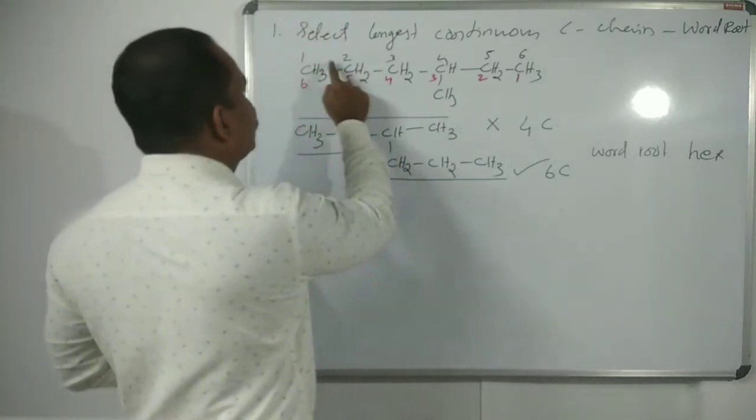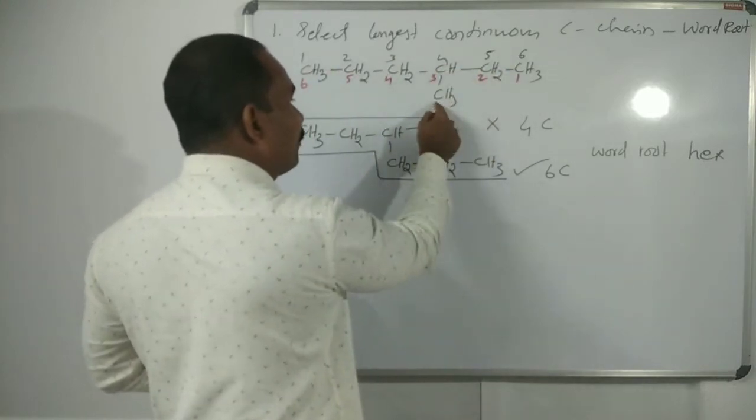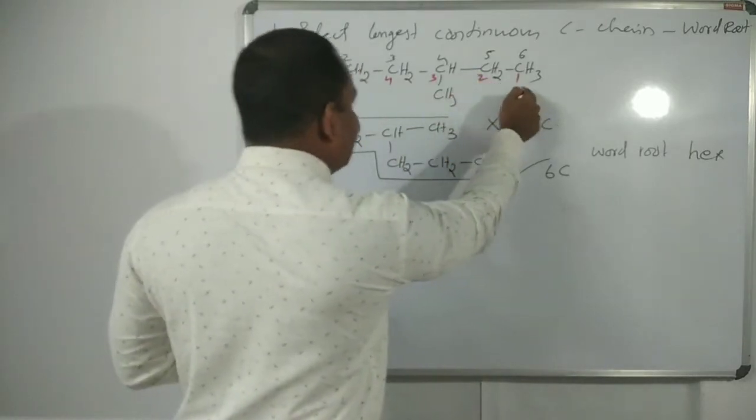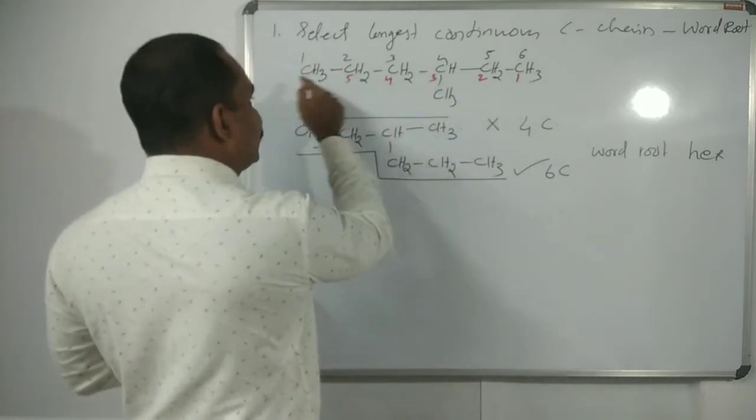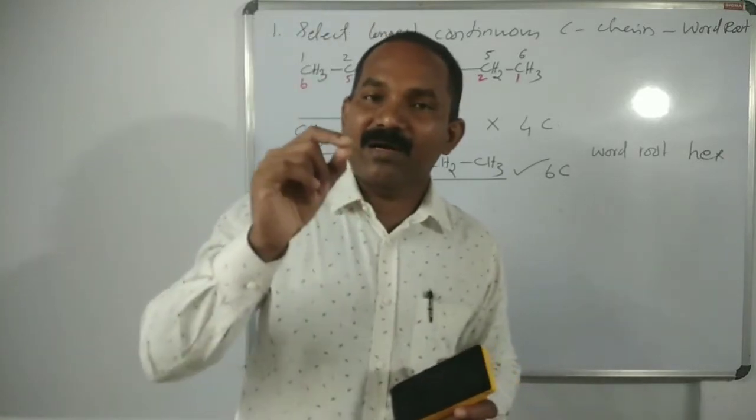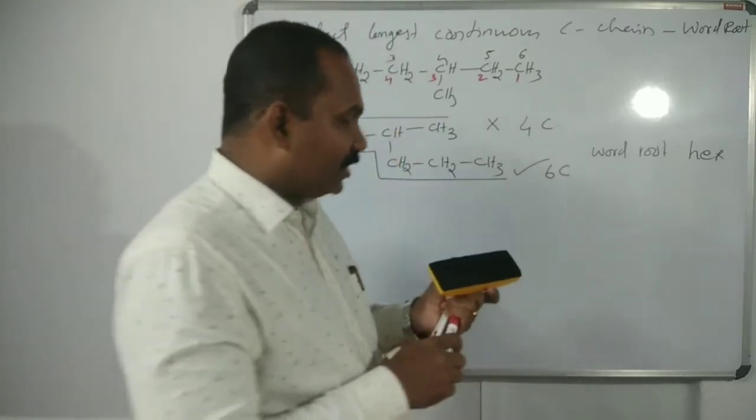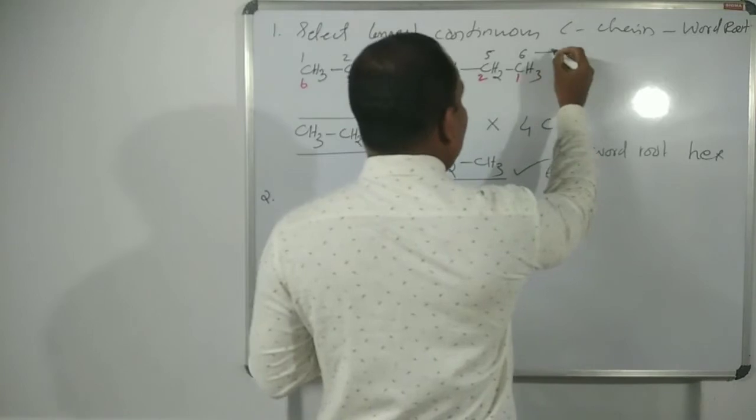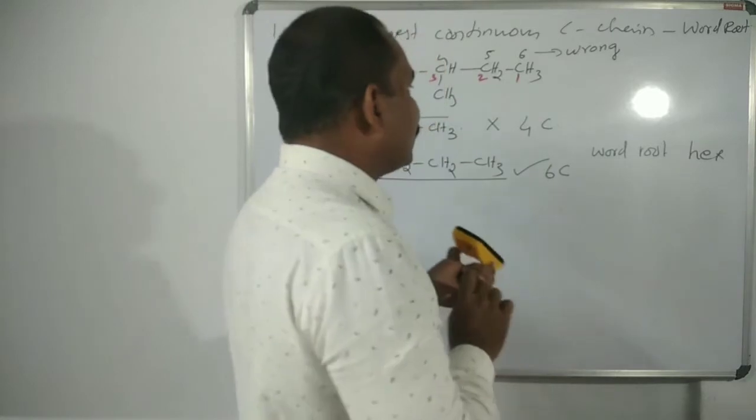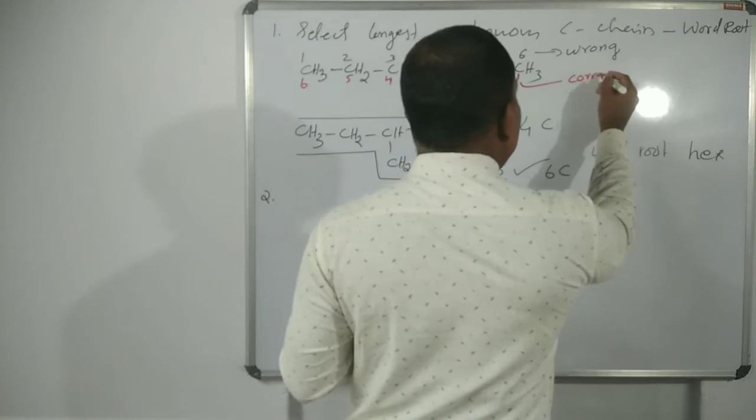Let's check. 1, 2, 3, 4. In this manner, the fourth position has one substituent. But from right to left, 1, 2, 3, 4, 5, 6, the third position has one methyl group. So which is the correct numbering? This numbering is wrong. And from left to right, this numbering is correct.